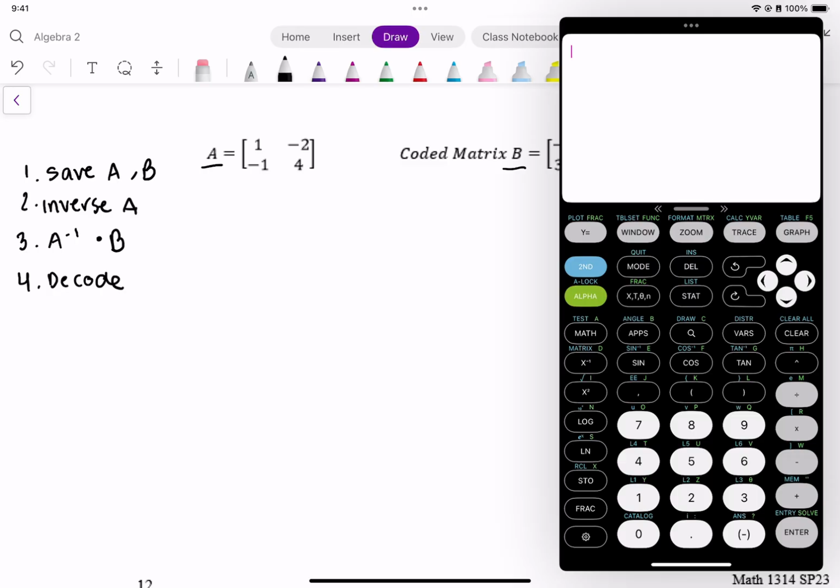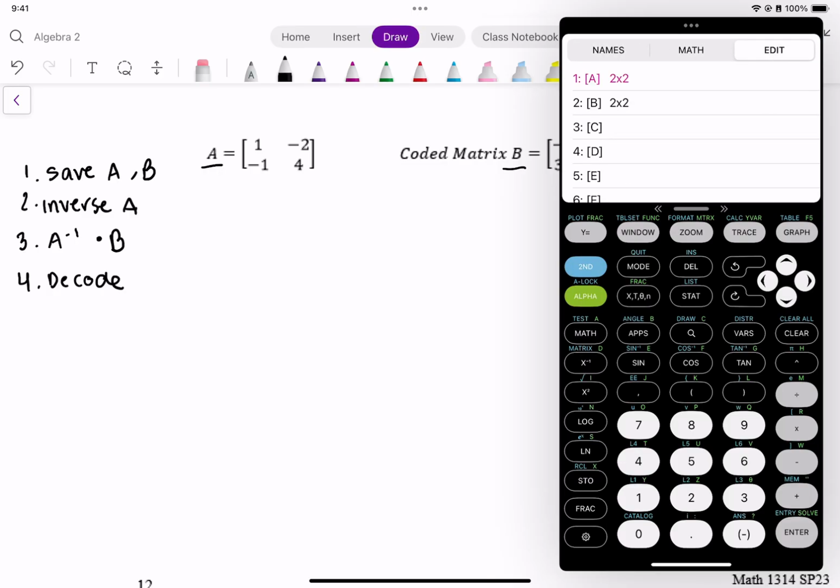Okay, so let's go to the calculator. So we're going to open matrices, and let's be very careful to make sure that we do use A and B. If we don't, we'll get the same mistakes that happened to me earlier. So here we go. The first one is a 2 by 2, so enter. We're looking at 1, -2, -1, 4. There we go. Matrix A saved.